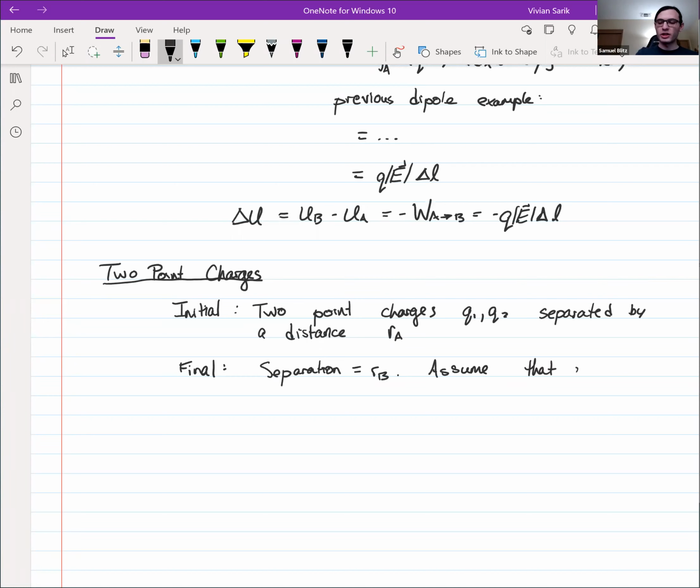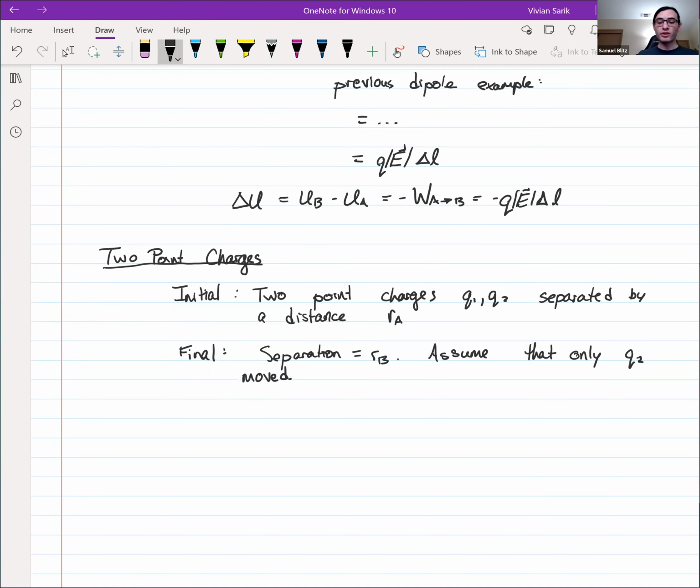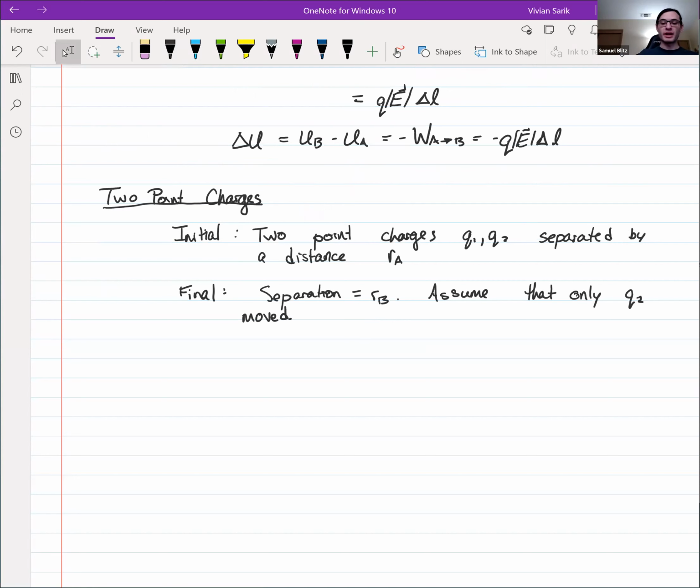We're also going to assume that only Q2 moved. Imagine that Q1 is glued down or something. It doesn't really matter which one's allowed to move and which one's not, or if they're both allowed to move. It's just what your reference frame is, which you should have learned about in 9A, I think.